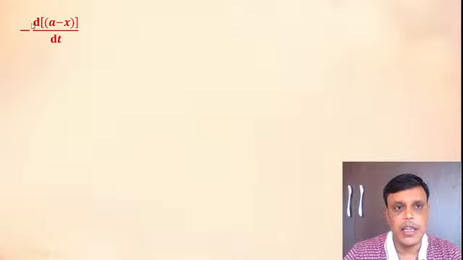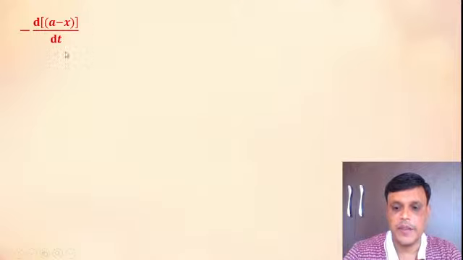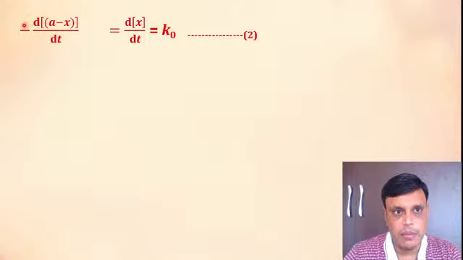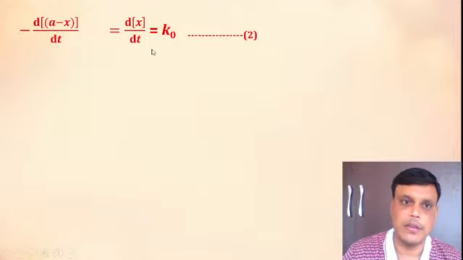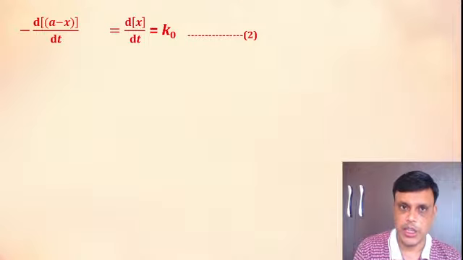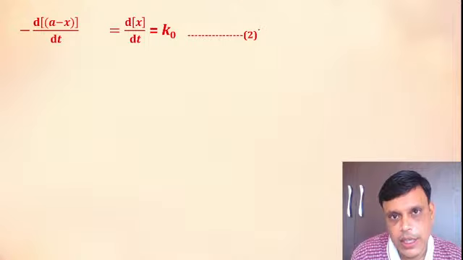Minus d of the concentration of reactant A which remains unreacted, A minus X, by dt, and the concentration of product formed. So why is there a negative sign? Because the concentration of reactant decreases, and I have not given a negative sign here. So that means d concentration of X by dt is equal to K0. This is the concentration of product formed, that's why it is a positive sign. So give equation number 2 for this equation.